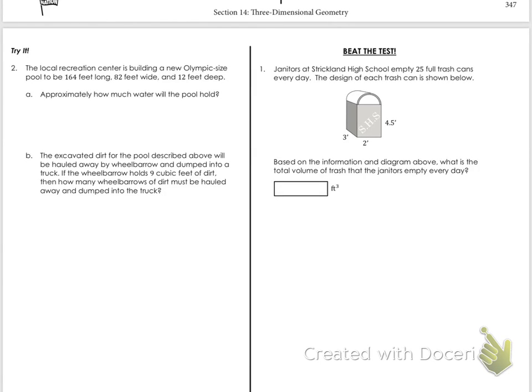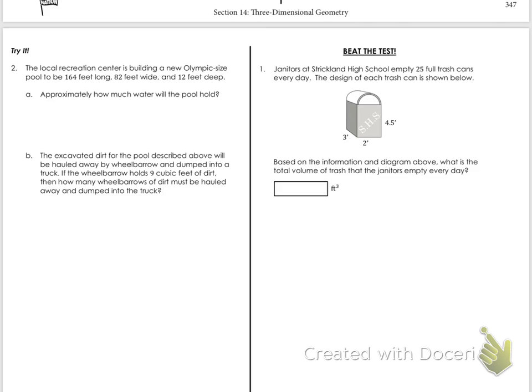Okay, hello guys, back again. Going over a few more section 14 problems. Don't know who requested these because whoever it is doesn't have their name set up on their Remind, but this is page 348, the beat the test problem.